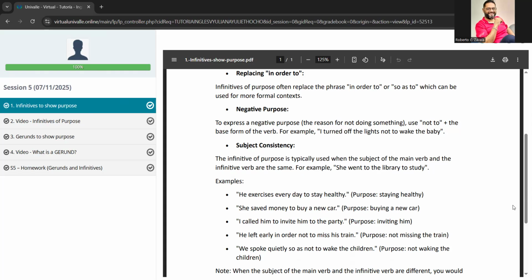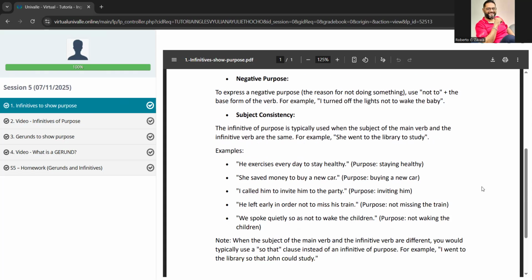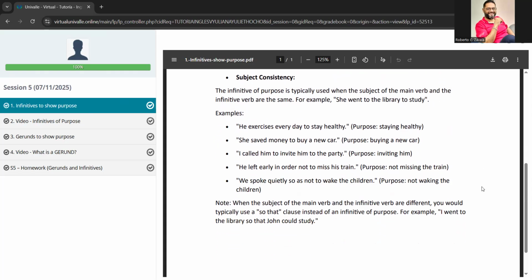Subject consistency. The infinitive of purpose is typically used when the subject of the main verb and the infinitive verb are the same. For example, she went to the library to study. That is basically consistency, something we do habitually. We also have examples here. He exercises every day to stay healthy.